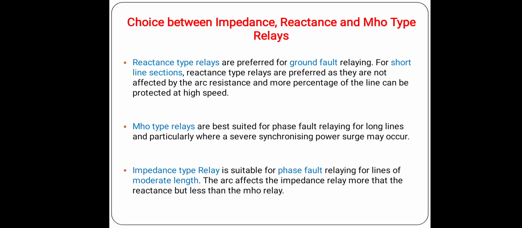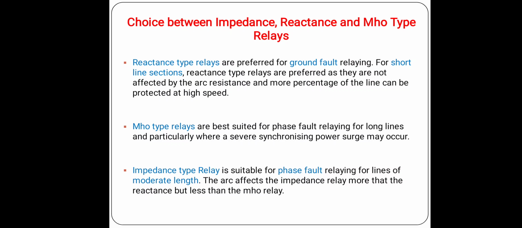Now, where is the Mho type relay used? This type of relay is best suited for phase fault relaying for long lines, and particularly where a severe synchronizing power swing or surge may occur. It is the most sensitive of all the distance relays as compared to the impedance and reactance relay. This relay is also the most reliable, because it combines both the directional and distance measuring functions in one unit, so it is more reliable than the impedance relay and reactance relay.